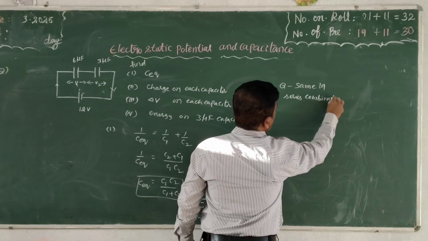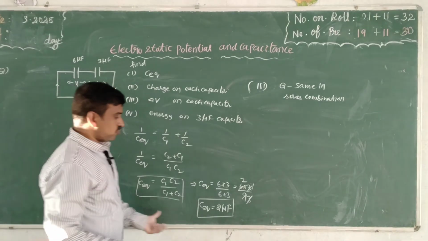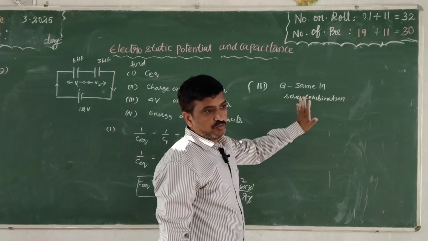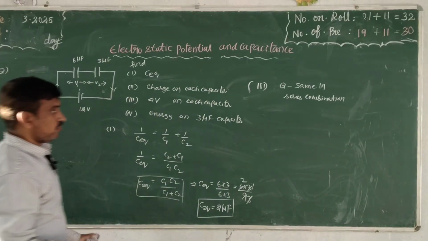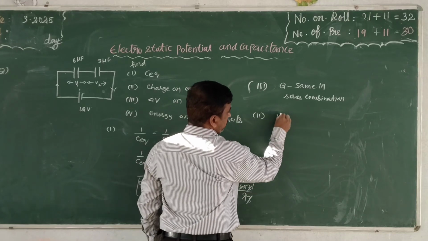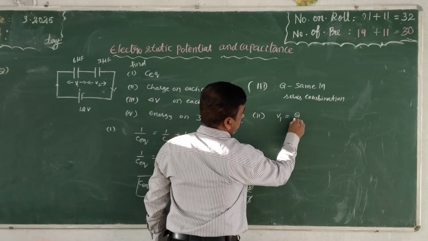Here C equivalent is 2 microfarads, and the charge is the same in series combination of capacitors, while the potential is divided. So we can write the second one now. What we can find out is V1. So V1 we can write as Q by C1.